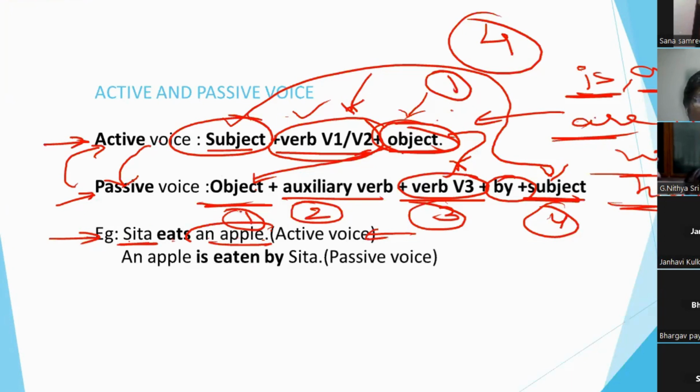Jay has some doubt. Yes, Jay, please go on. Okay. Yes, Jay. Can you explain again how we can change active voice to passive?